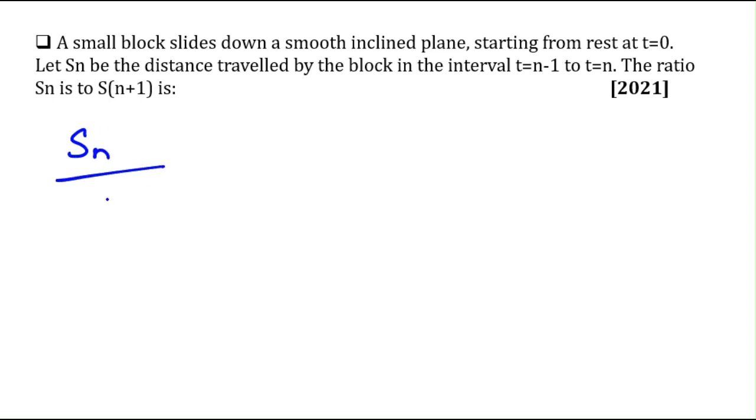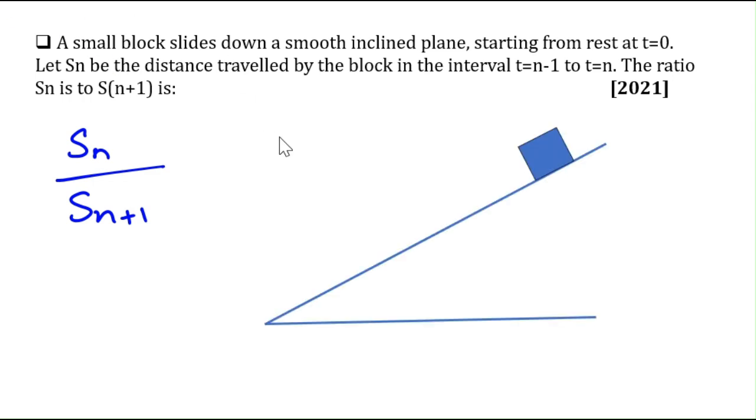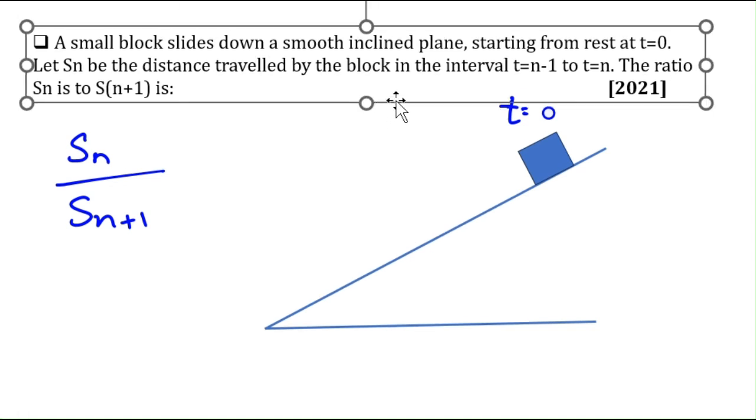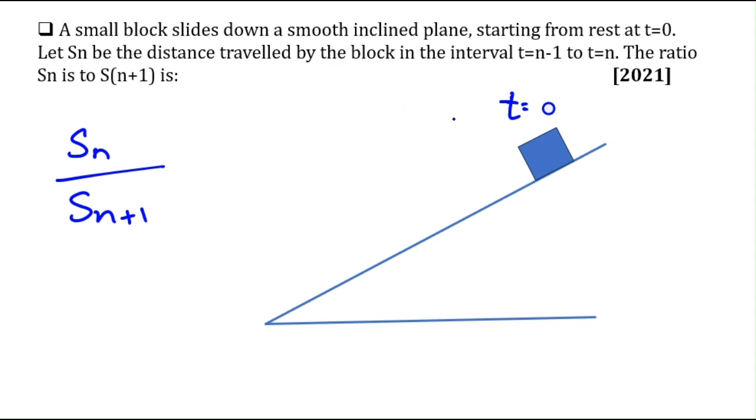That is, we have to find this ratio. Now, let me draw the diagram for this question. Okay, this is the block which is on an inclined plane, and then at t equals to 0, it starts from rest. So we can say at t equals to 0, its initial velocity, we can say u or v naught, whatever you want to write, is 0.